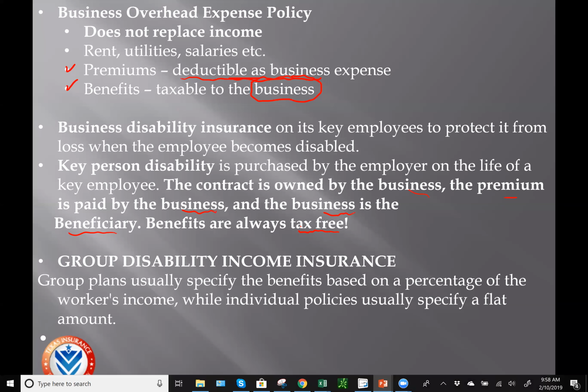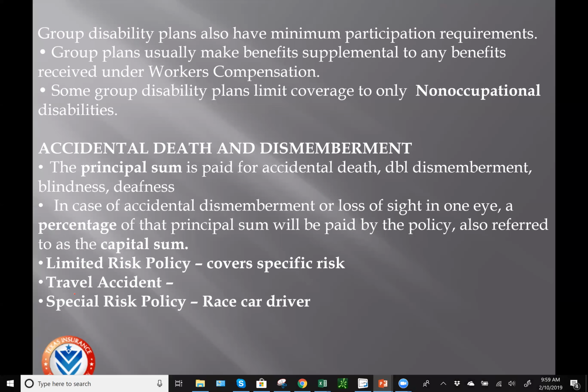All right, group disability. Group disability would only replace a percentage of a worker's income. Once again, it's not going to replace all of their income or they'll never go back to work. Now, it could be long-term, short-term, it doesn't really matter, but I do need you to know for your test that in group disability, it's always going to be written on what's called a non-occupational basis only. Non-occupational means anything that happens off the job.